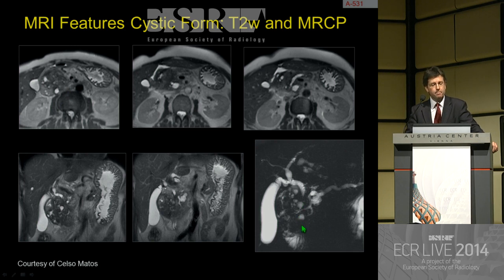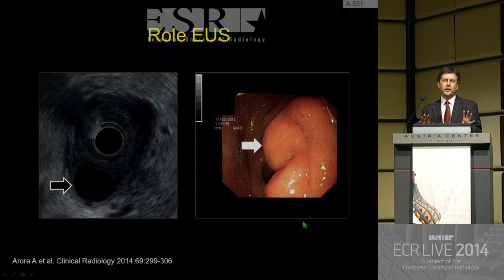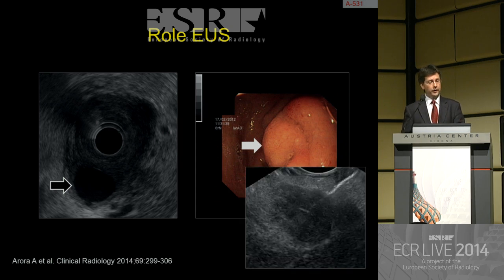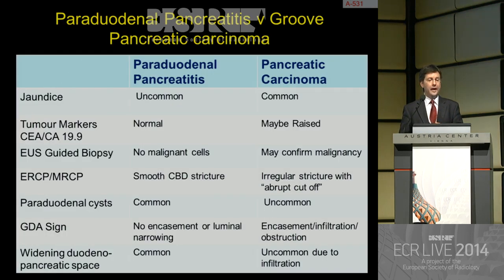Now, I've got to mention here the role of EUS, because again, this looks to be important for those difficult cases where we're trying to differentiate between paraduodenal pancreatitis and adenocarcinoma. Certainly, EUS looks to be better at showing the cystic changes and also showing the sheet-like infiltration into the duodeno-pancreatic groove. In some cases, it's been shown that where on CT and MRI the sheet-like infiltration looks solid, on EUS it looks more cystic, and therefore you have a better diagnostic hit rate. In addition, very importantly, we have EUS with FNA for taking samples to work out the difference from adenocarcinoma.